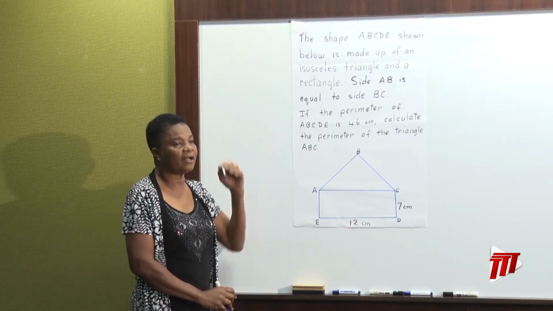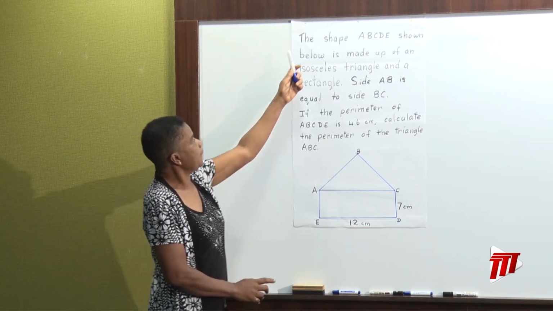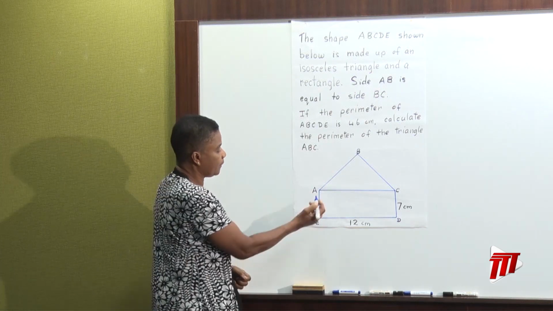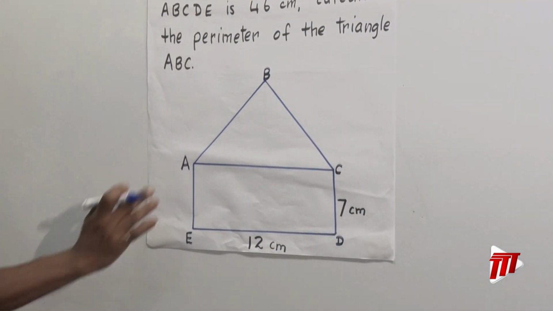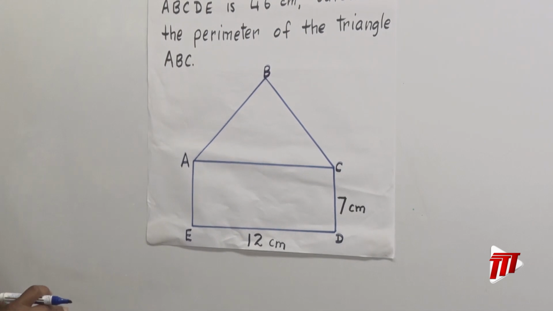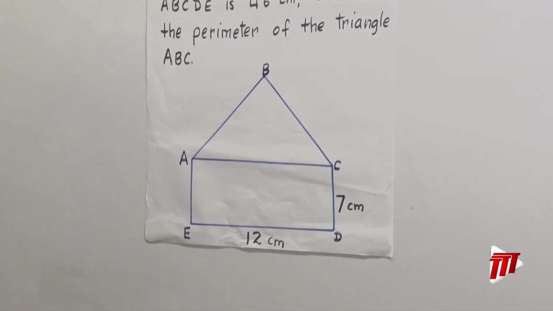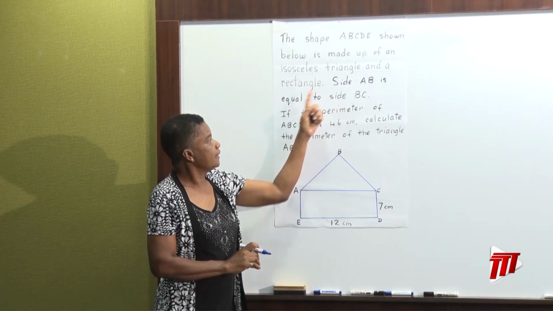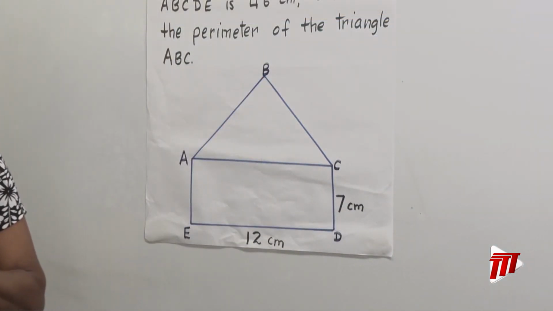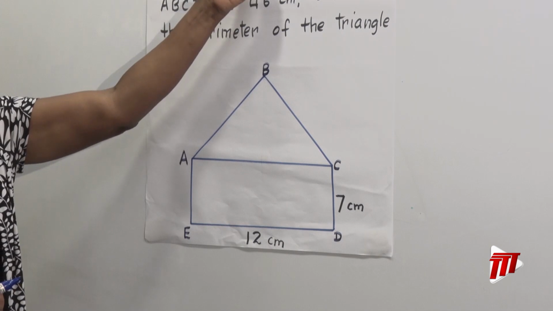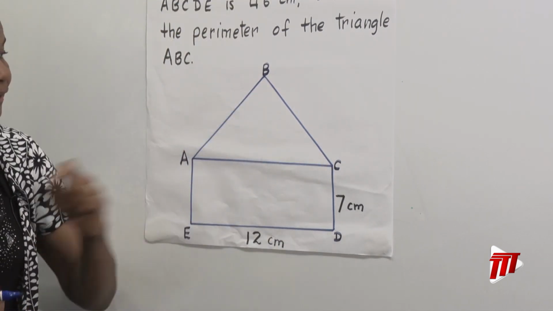Now I know it seems like a lot, so let's break it down. The shape ABCDE, so this shape from A to B to C to D to E back to A, is made up of an isosceles triangle at the top and a rectangle. Do you remember what we said an isosceles triangle is? Yes, 2 sides are equal. The sum helps us. Side AB is equal to side BC. So AB is equal to BC. So we don't have to go and figure out which sides of the isosceles triangle are equal. The sum tells us AB is equal to BC.